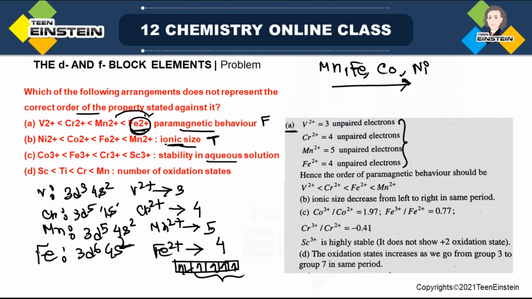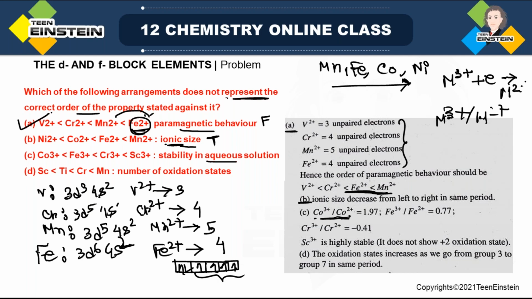For the first option, we have already done this. Then the order of paramagnetic behavior, this is the correct order, which is not present here. So that is why this is the correct option, because we have to find which does not represent the correct order. The second one is also correct, decreasing from left to right. Now come to the third one. Here all these systems are M3+/M2+ systems. That means when M3+ accepts 1 electron, it is converted to M2+.